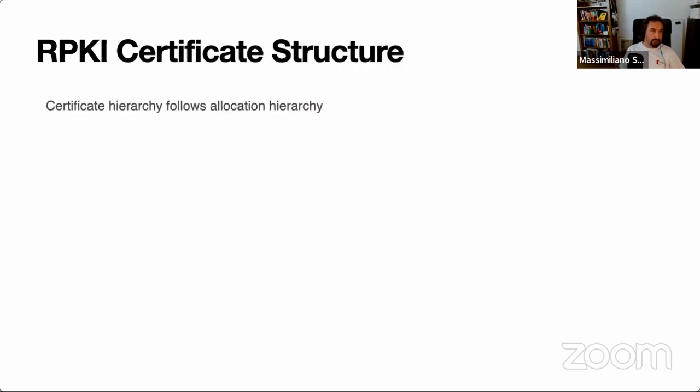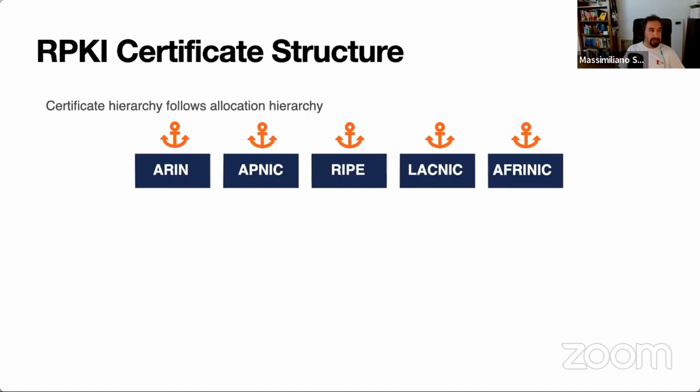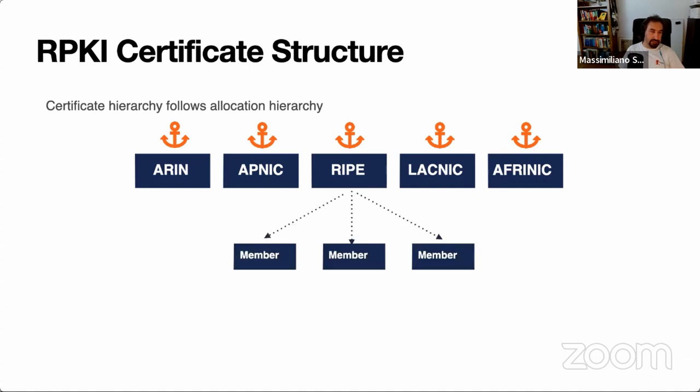So the certificate hierarchy follows the allocation hierarchy. This is the additional part where you have the five registries and their members, which then get ROAs. So you have this structure that allows you to figure out who to trust, what level of trust you can put in there. And it gives the data contained in the ROAs, well, it gives you more confidence. You can trust the data contained in the ROAs.